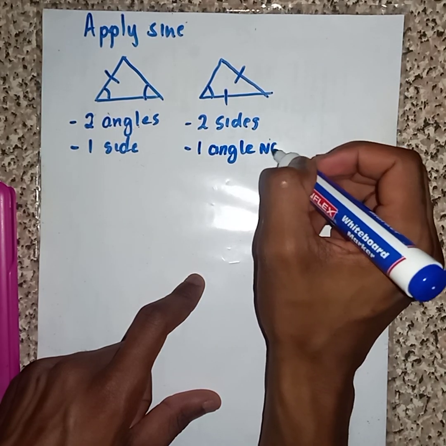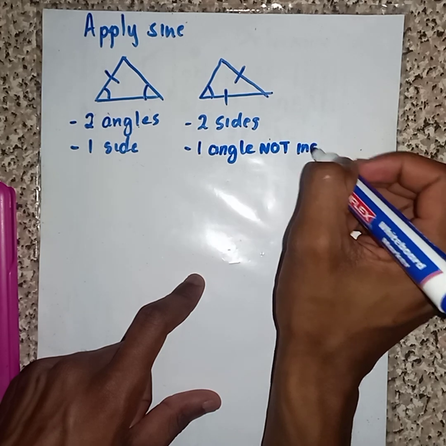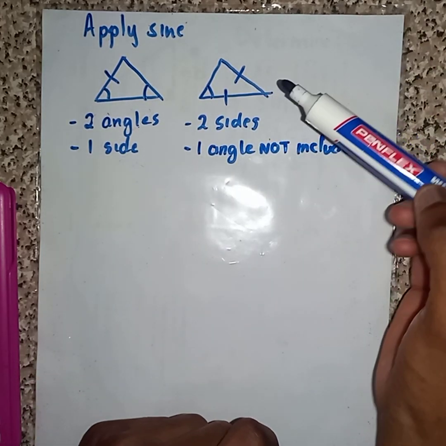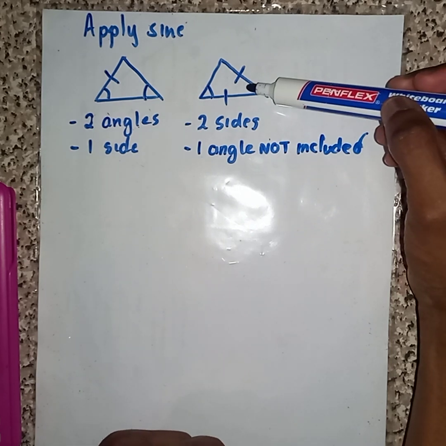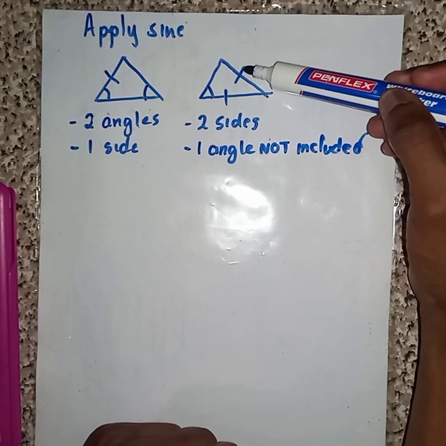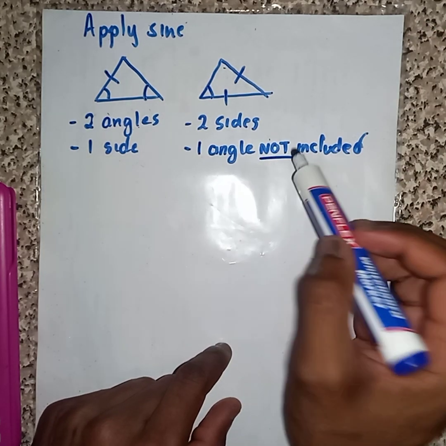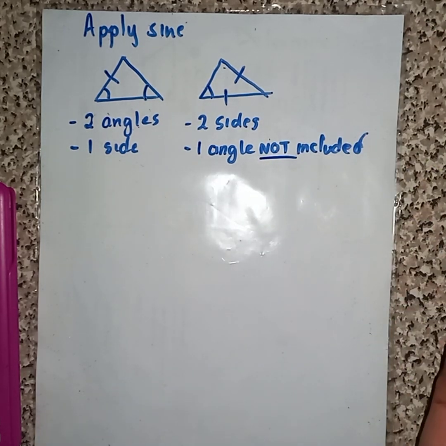not included. It should not be here between these 2 angles. It can be here, it's fine, or here. Then it will represent a not included angle.